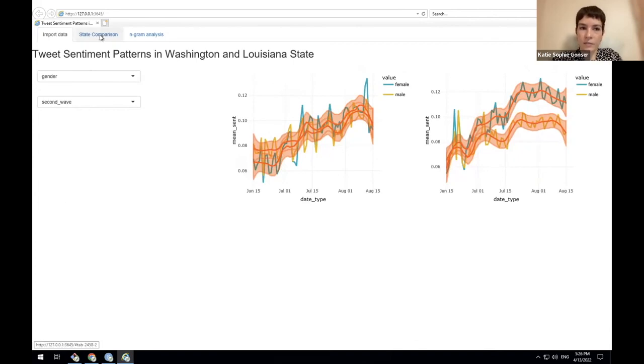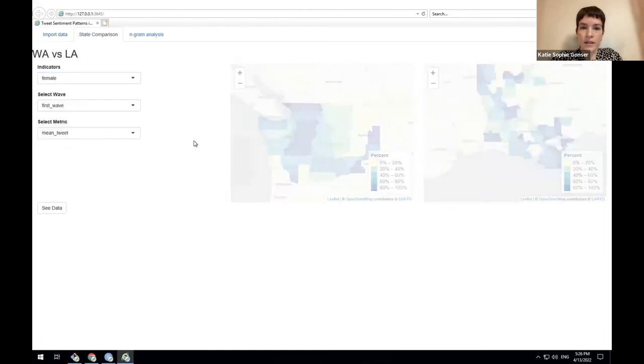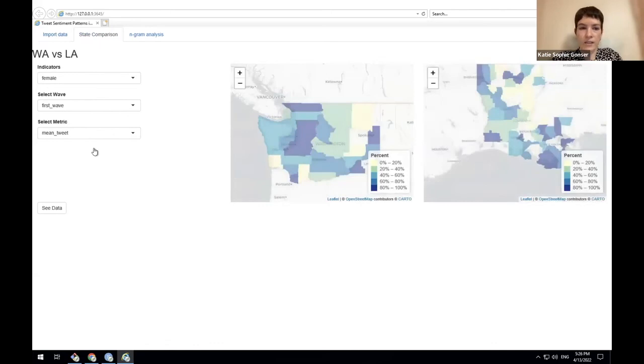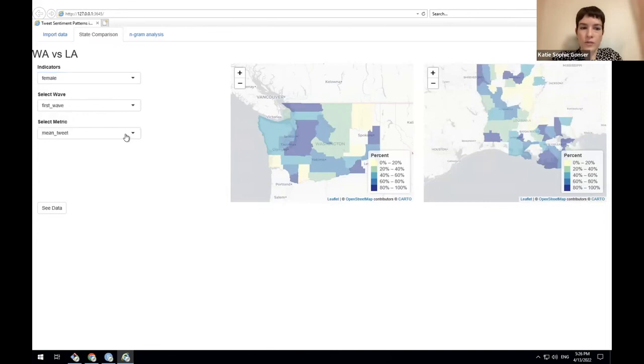And for the second page, we're looking at maps, state comparisons. Here, again, we can choose the indicators. So for example, for women, we can see how much they're tweeting in each state by county. And again, you can choose first surge or second surge. And again, you have age as well, and COVID or non-COVID related content. And also there's the option to look at sentiment or tweet counts.